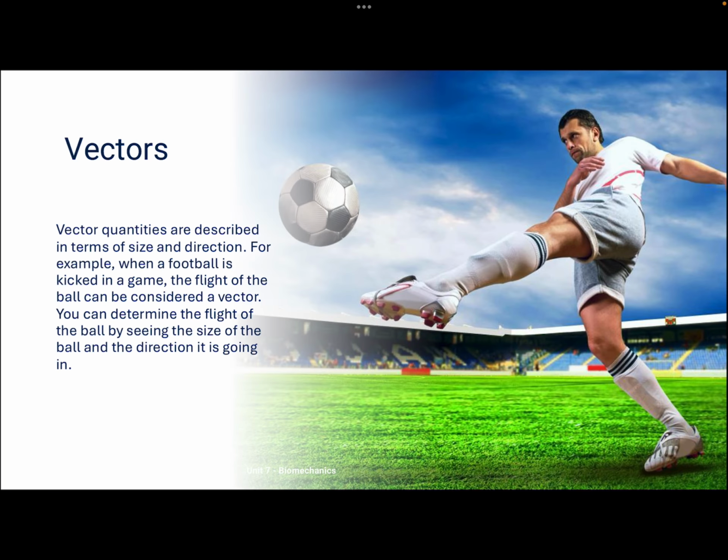Vector quantities are described in terms of size and direction. For example, when a football is kicked in a game, the flight of the ball can be considered a vector. You can determine the flight of the ball by seeing the size of the ball and the direction it is going in.